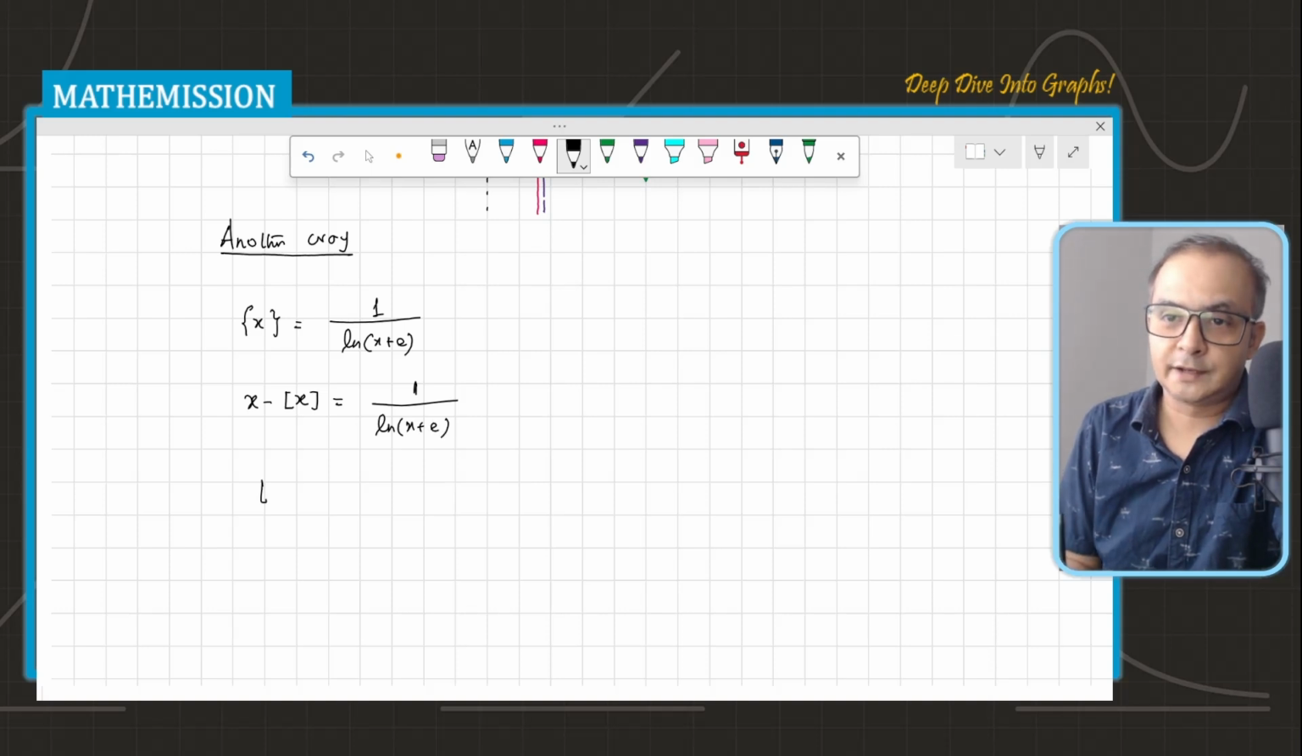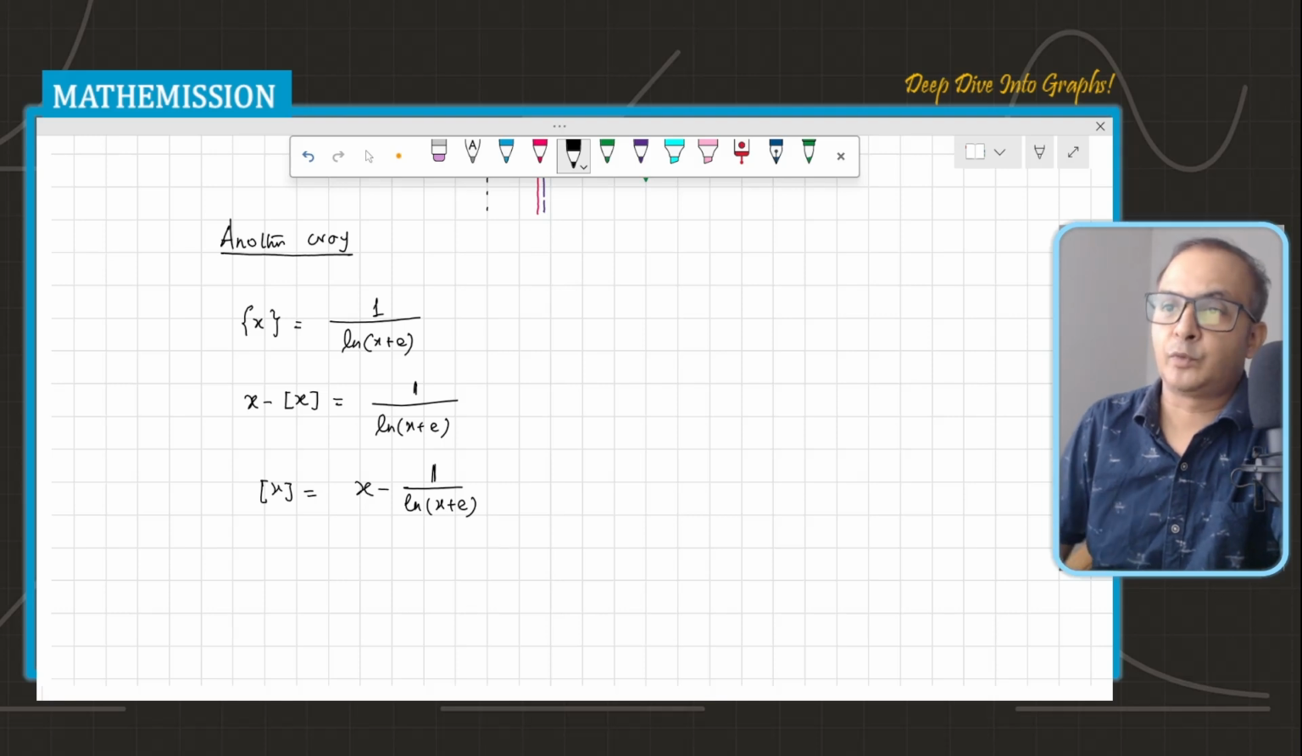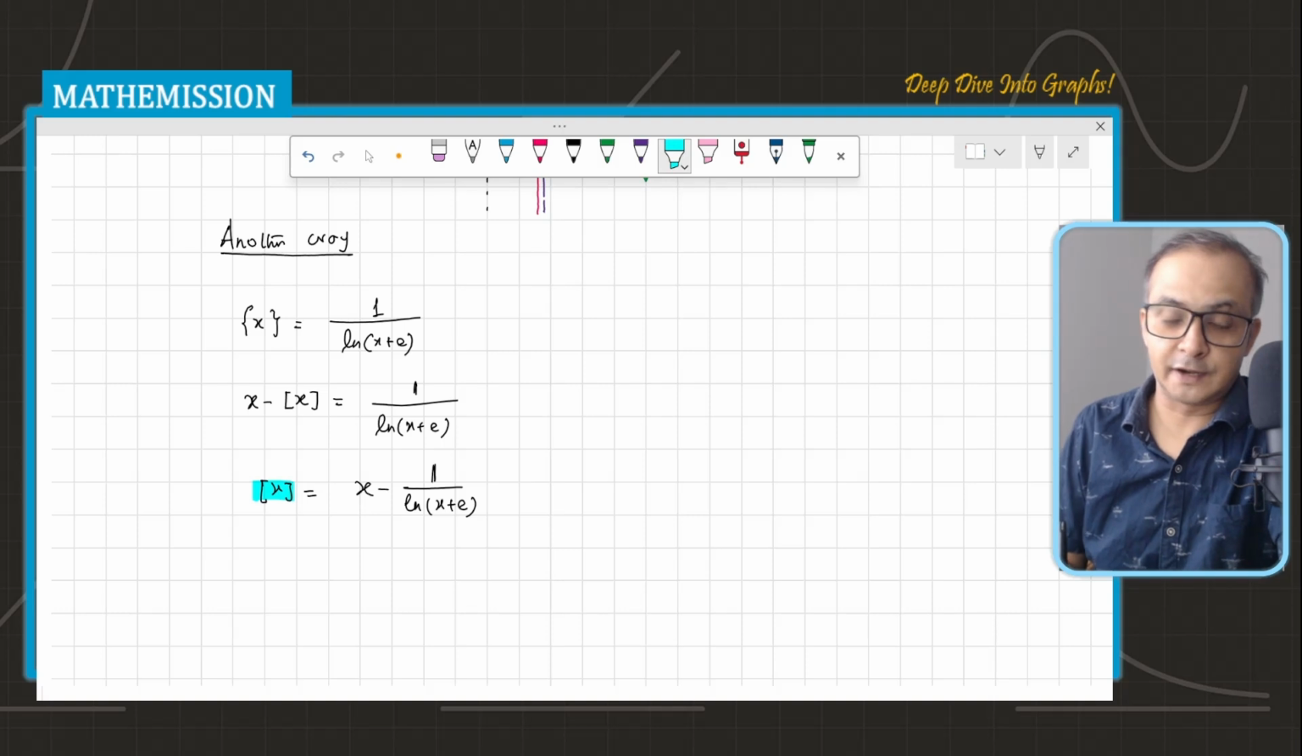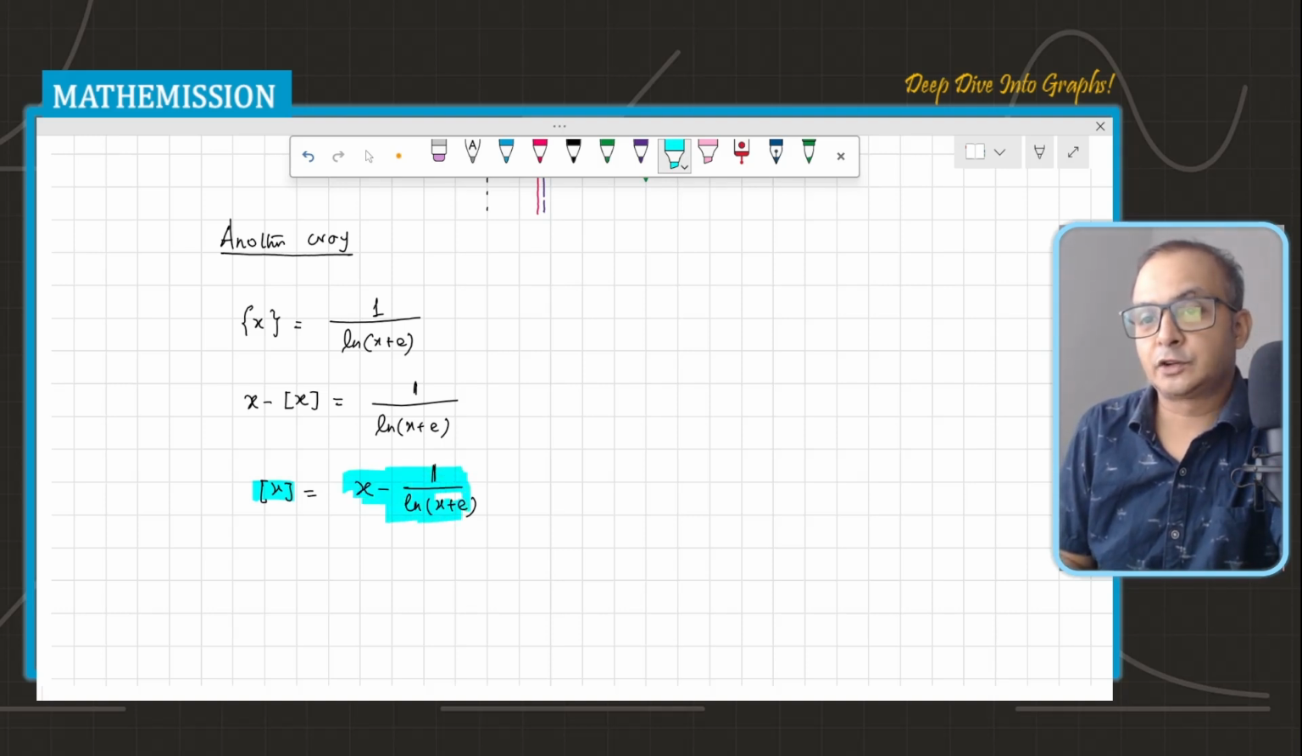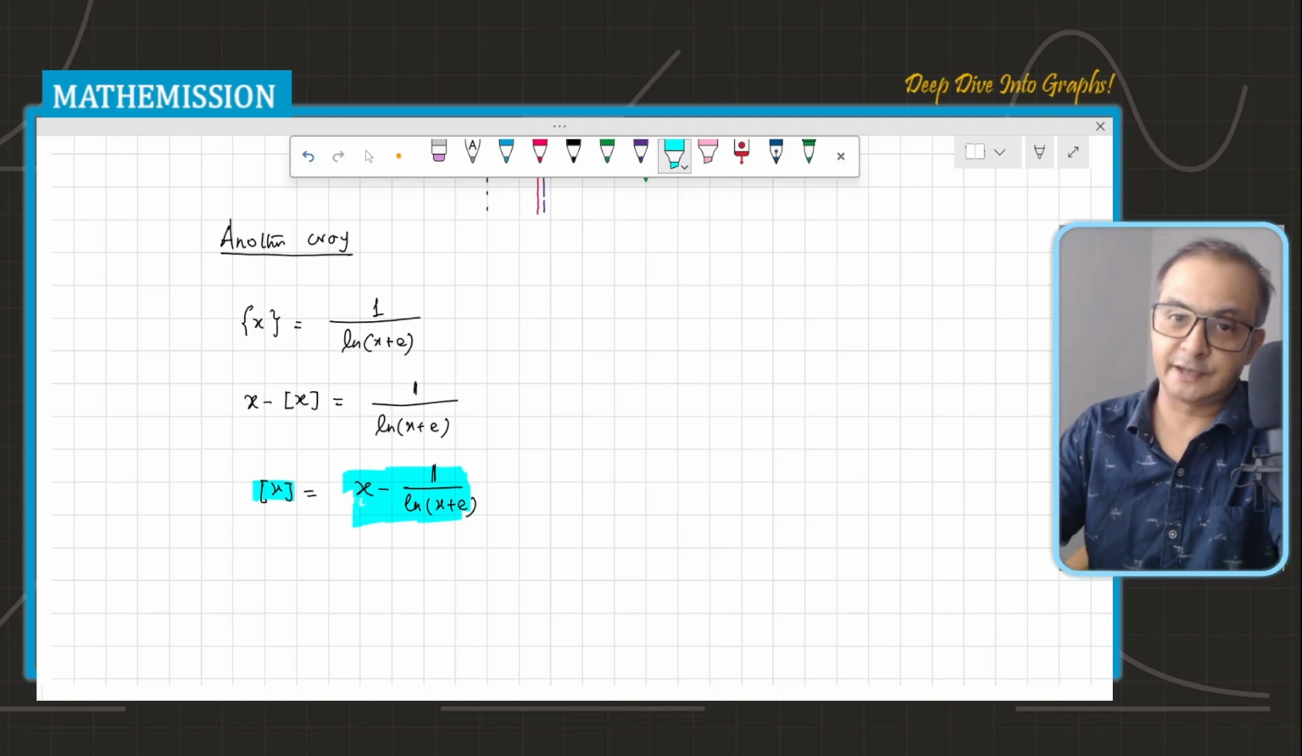I can also write the greatest integer on the left, and write this as x minus 1 by ln of x plus e. My point is, here I'm going to solve this by drawing the graph of the greatest integer and the graph of this. It's difficult to draw the graph of x minus 1 by ln of x plus e, but schematically we can understand how the graph will look, and we can reach the solution.